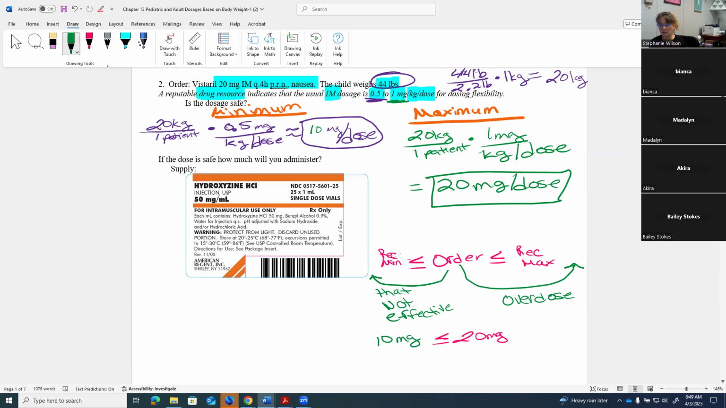So the minimum is 10 milligrams. That's the recommendation at a minimum amount for this patient. And then we have a maximum amount for this patient is 20 milligrams. So yeah, this order is safe because it equaled the maximum. So it stayed within the guidelines. So since it's safe, yes, order is safe.